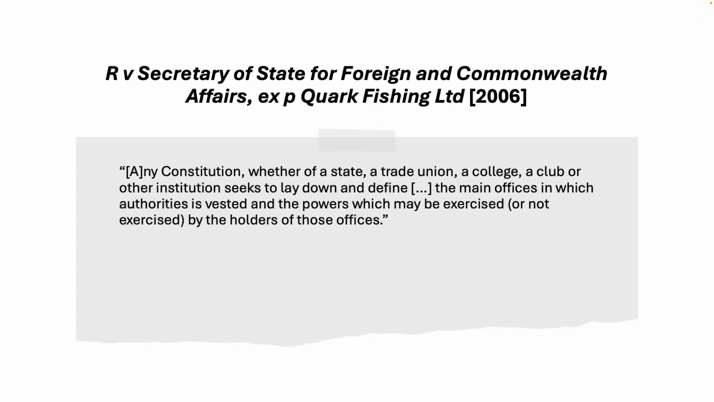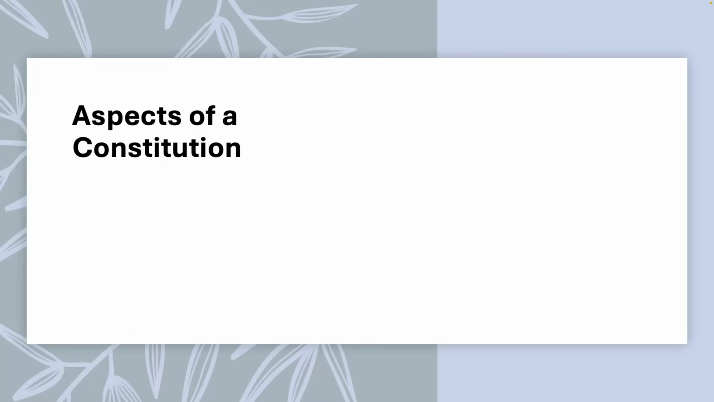Another definition of a constitution might be seen when we look at some of the case law. The case here of Crown and the Secretary of State for Foreign and Commonwealth Affairs, the Quark Fishing case from 2006. They make it very clear that any constitution, whether of a state, a trade union, a college, a club, or other institution, seeks to lay down and define the main officers in which authority is vested, and the powers which may be exercised or not exercised by the holders of those offices.